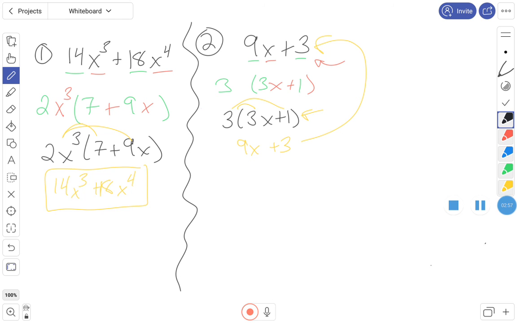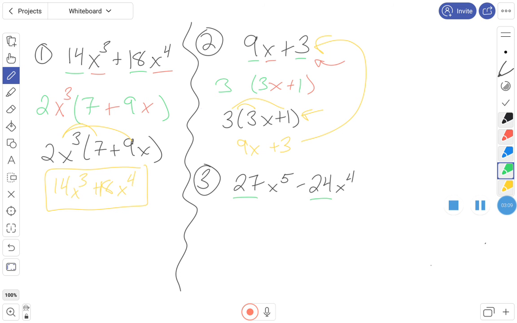Okay, I want to try just one more here. Okay, last problem. Last one real quick. I found the hardest one I could. Again, I'm going to start with the coefficients. So I have 27 and 24.